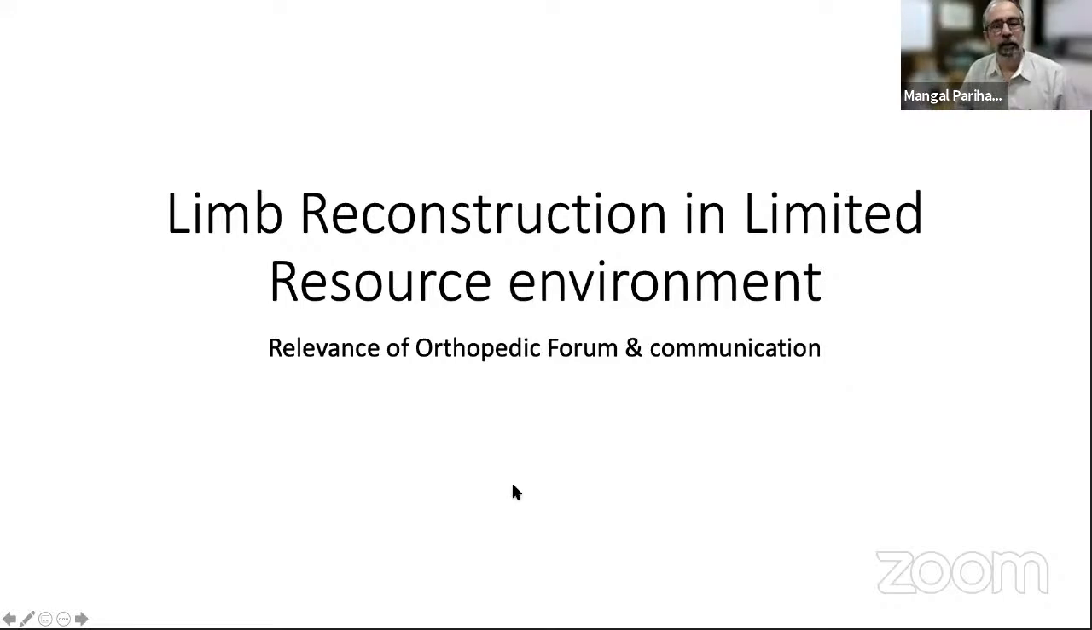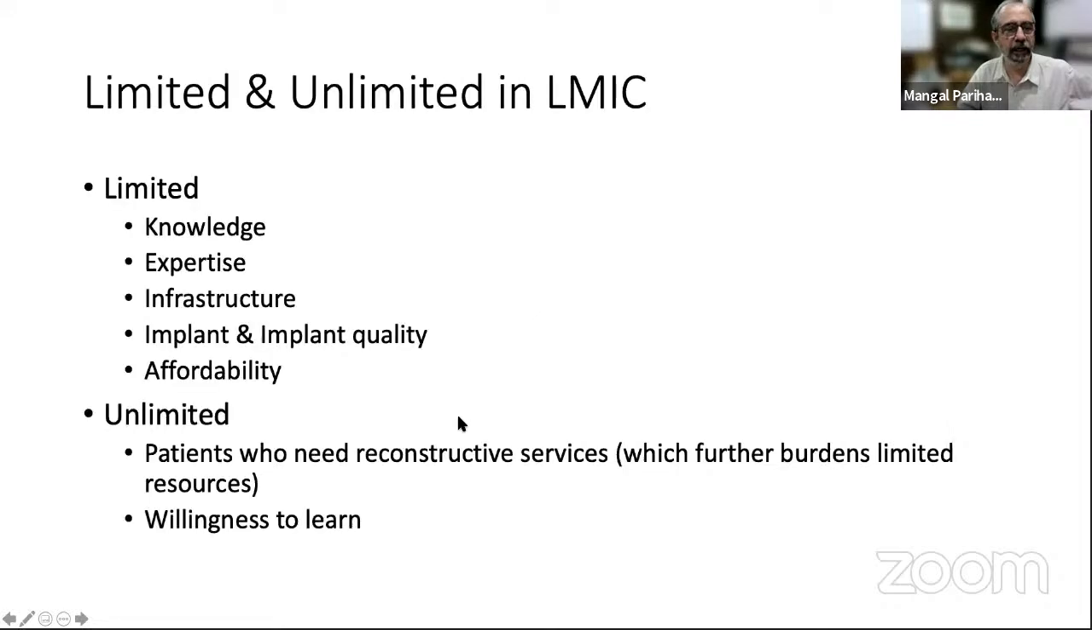Thanks, Hemant. Following up on what Professor Hosni was talking about, our environment is kind of limited and unlimited. What's limited? To a certain extent, the early knowledge; everybody is not equally knowledgeable. The standard of training is not standard, and it's kind of like a curate's egg. There are some places where there's a lot of good education, some places where there is not. So there's not enough expertise to treat all of those bad patients that he was talking about.